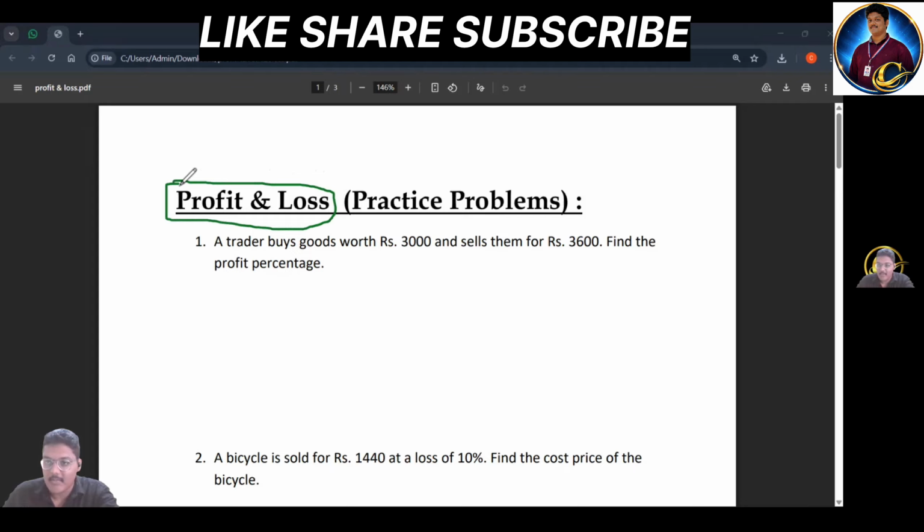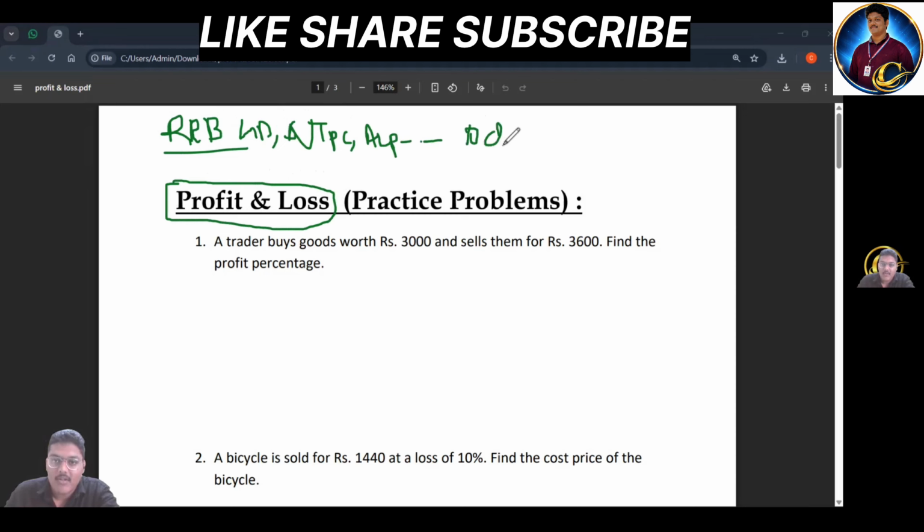Coming to this topic, this is a very weighted concept. If you take RRB Group D, or NTPC, or ALP, etc., you get a minimum of 10 questions. Minimum 10 questions. So don't neglect this topic.